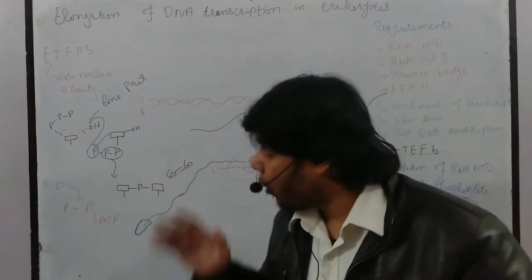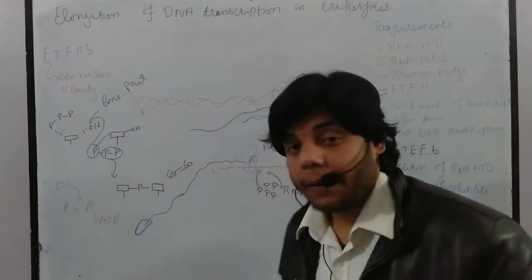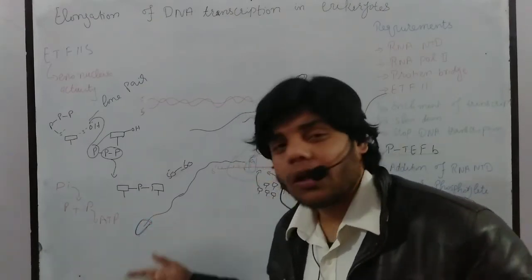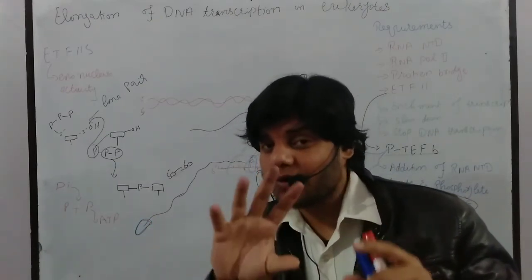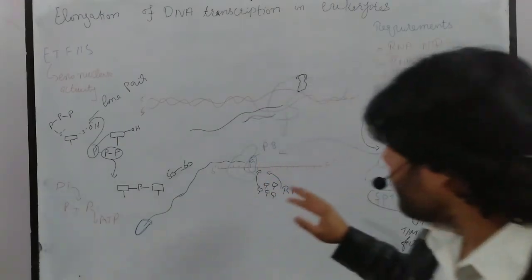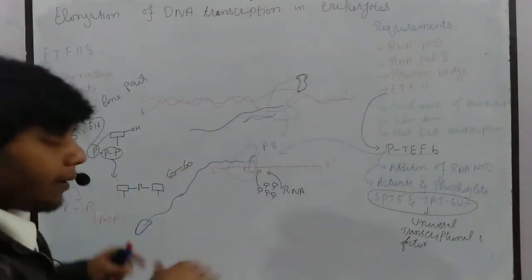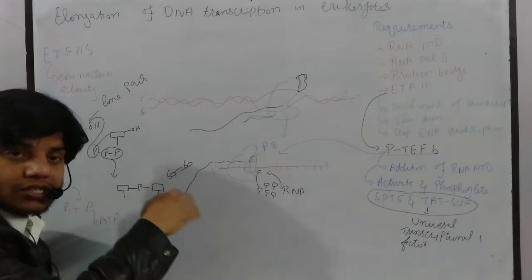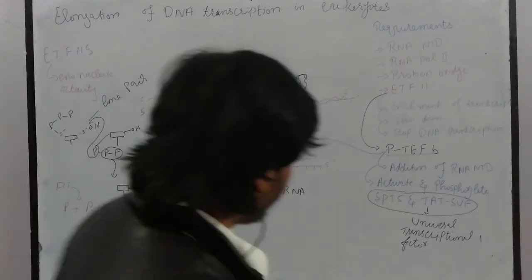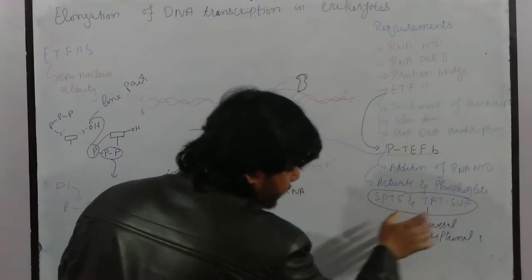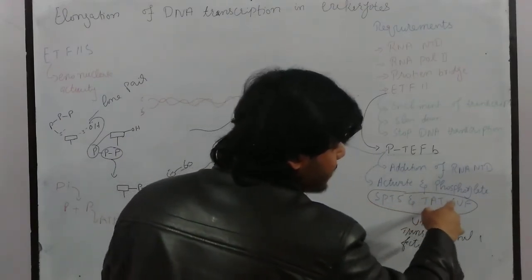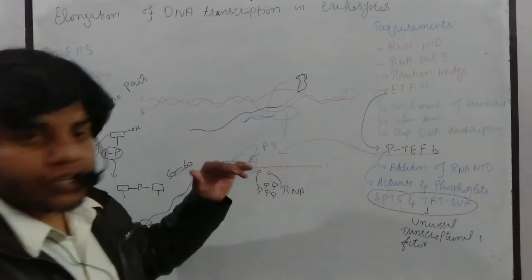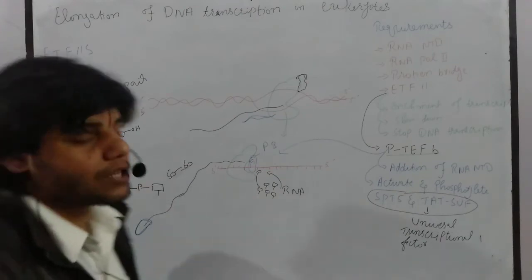How the capping will be formed, what is going on during capping, and how the 5 prime end will be modified so that the cap is formed, we will talk about later. This is called 5 prime capping. It will be formed after the addition of 50 to 60 nucleotides, and it will be possible by these two factors, Spt5 and TAT-SF. Okay, this is all about the elongation of DNA transcription in the case of eukaryotes.